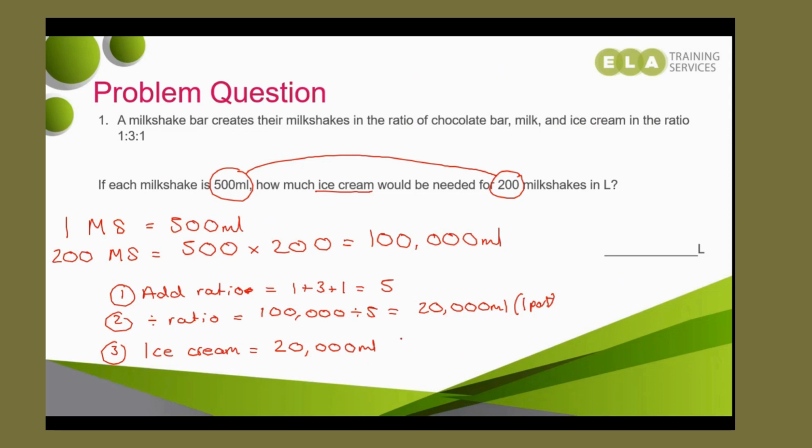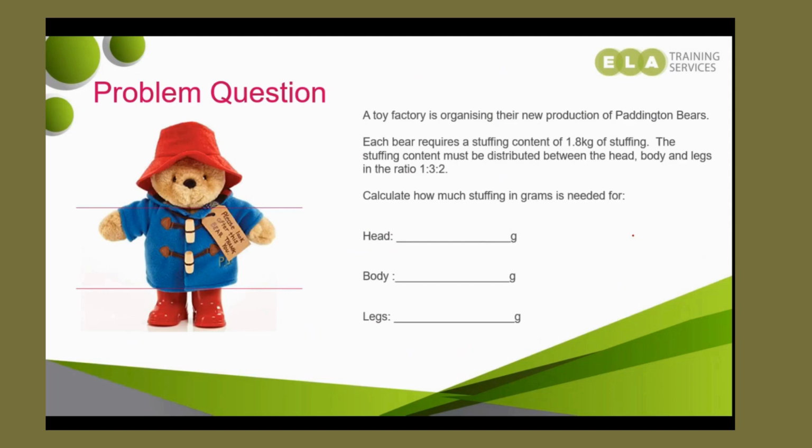But we want our answer in litres, so we're now going to divide that by 1,000. So we need 20 litres of ice cream. And that's problem 2 question done. And then we're on our last one, and our lovely little Paddington bear.